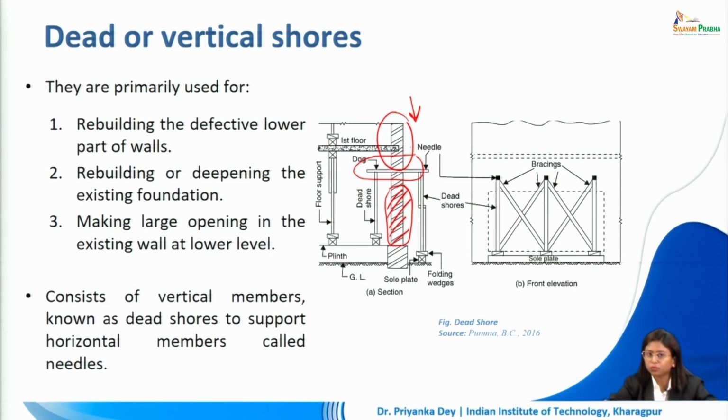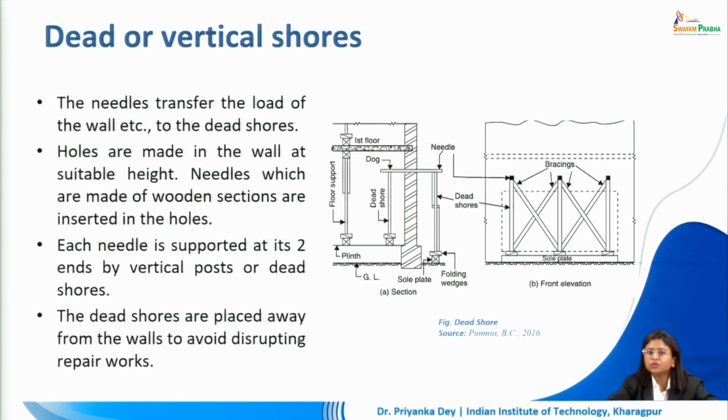and providing it support. Now vertical members that are used in this situation are called dead shores, and they are supporting horizontal members as shown here, and these horizontal members are called needles. Additionally, there are also bracings supporting each of these dead shores and the needles that are passing through the wall at regular intervals. The needles transfer the load of the wall to the dead shores.